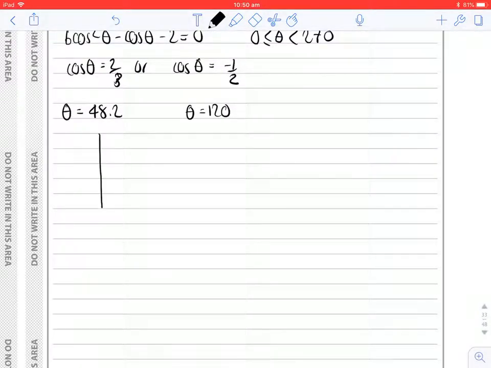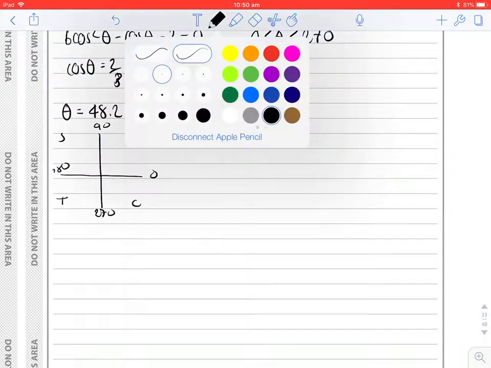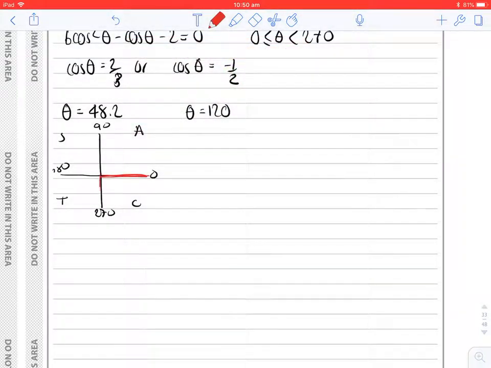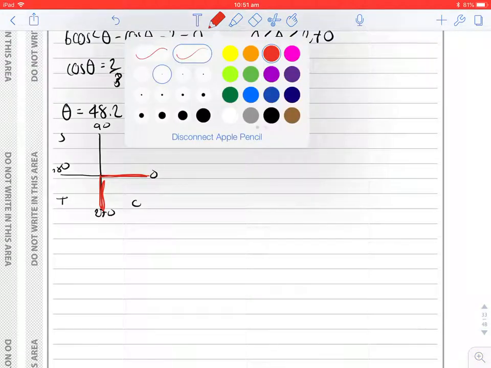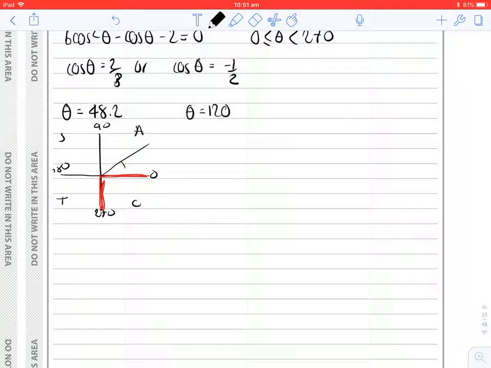So CAST diagram, CAST, 0, 90, 180, and 270. So when we're looking at this, we are starting here at 0, and we are finishing here at 270 degrees. Our 48.2 goes in here, and our other 48.2 goes in the cos quadrant because cos is positive. And so for our solutions, we start and hit our 48.2 line, and we go around and hit our finish line, so we don't actually use the second value at all.